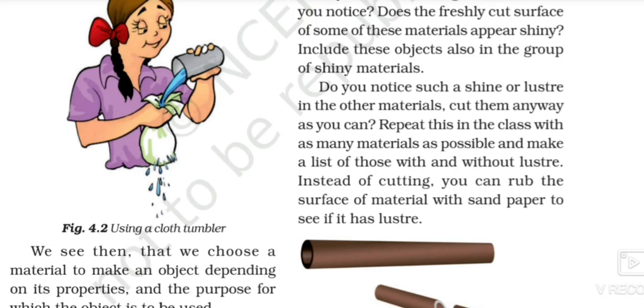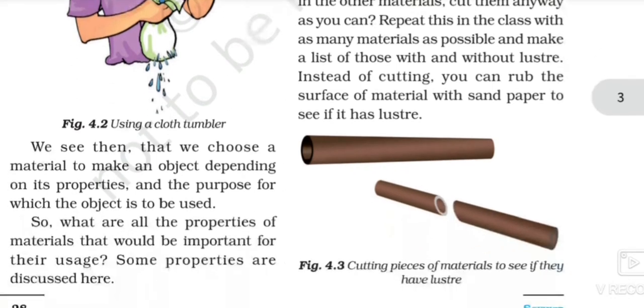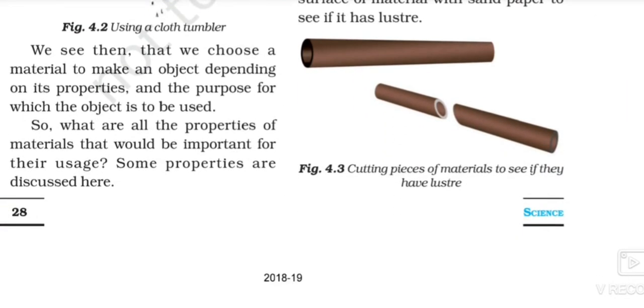without luster. Instead of cutting, you can also rub some of the materials with sandpaper to see if it has a luster. See, some of the materials are to be cut like this with a scissor, so that sometimes edges of some of the material will appear shiny.